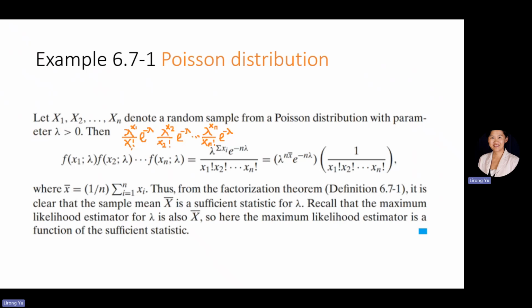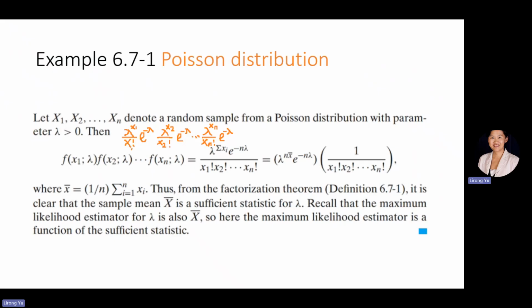Now we can see if we factor it and we focus on the theta, in this case actually the lambda. For Poisson distribution, the parameter is the lambda. We're trying to figure out what is closely related to lambda in order to maximize this value. After combining the variables, we have lambda to the power n times x bar, times e to the negative n lambda, and now with 1 over the factorials multiplied.